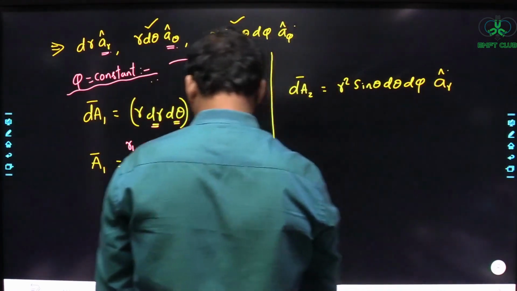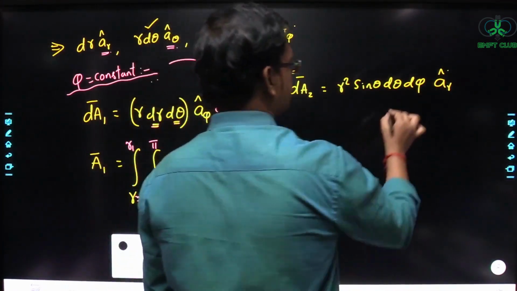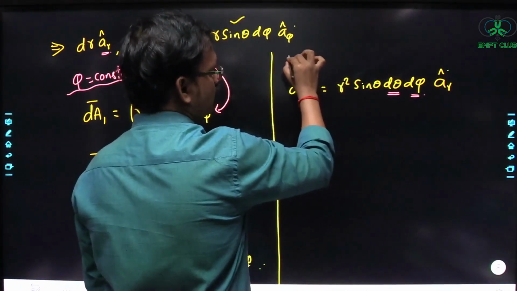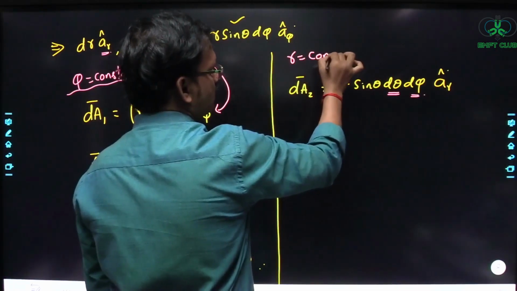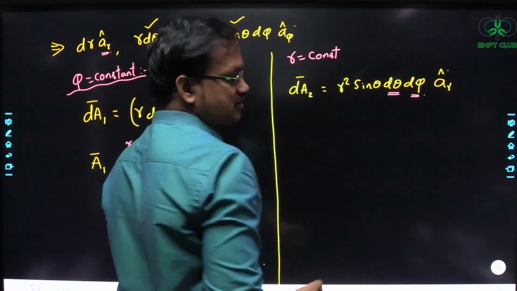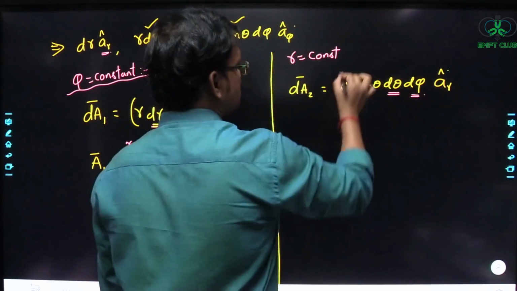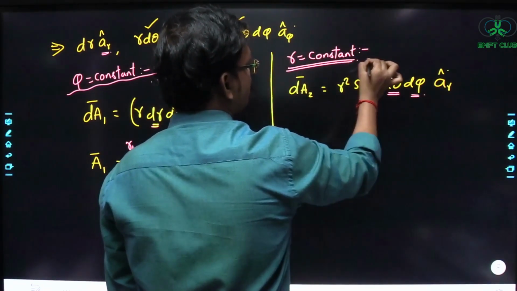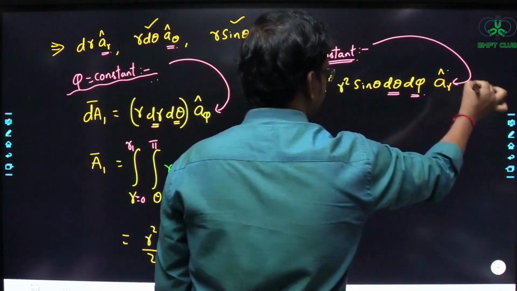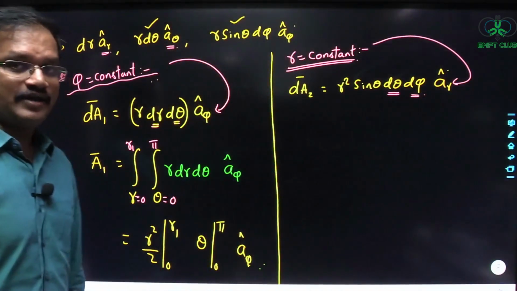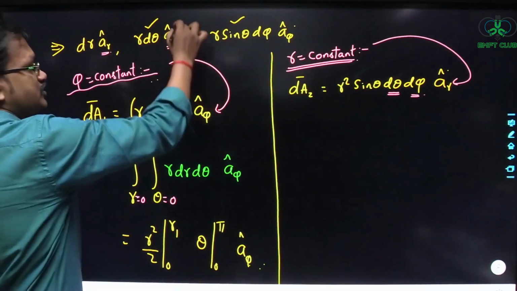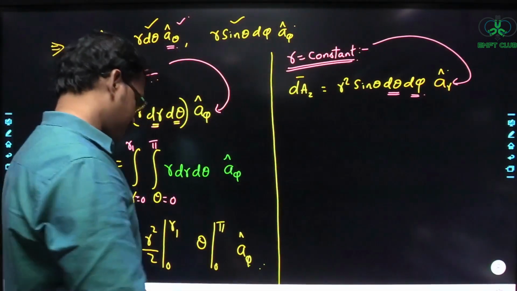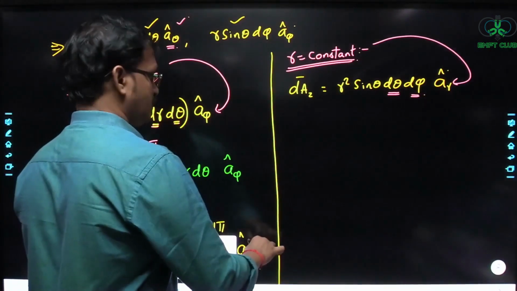So the variables here are theta and phi, and hence it is called the r equal to constant plane. Theta and phi are variables, whereas r is constant. So we call this plane the r equal to constant plane. For the r equal to constant plane, the direction is along AR cap. Here you are enclosing the surface from a theta cap to a phi cap, right?